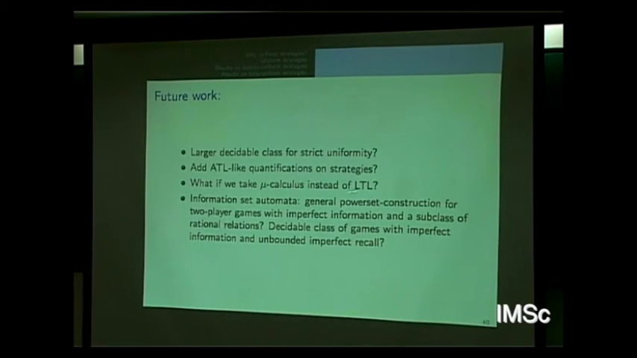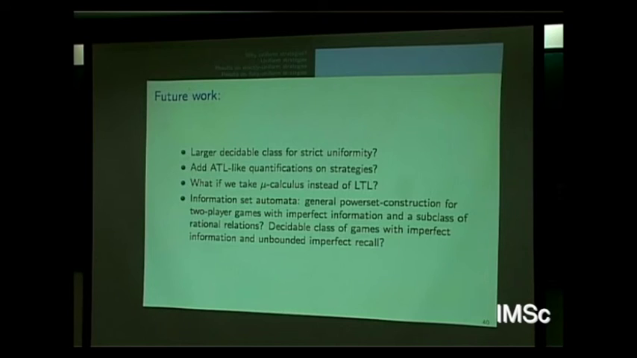Maybe also, here it's written LTL because before we only considered LTL. Now we switched to CTL star, but anyway, it could be nice to see if we can do the same with mu calculus also. Maybe see if there is a strict correspondence between jumping automata and epistemic mu calculus or something like that.